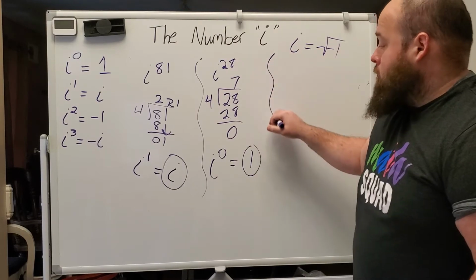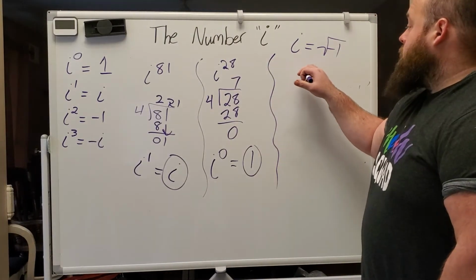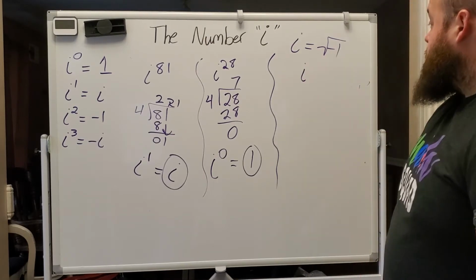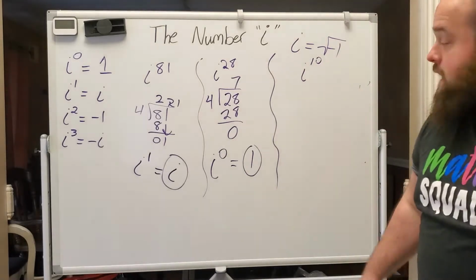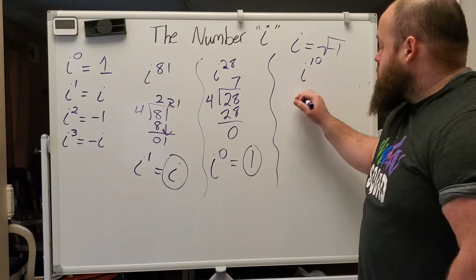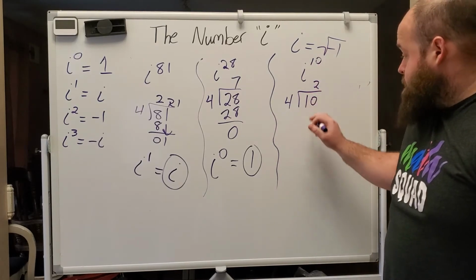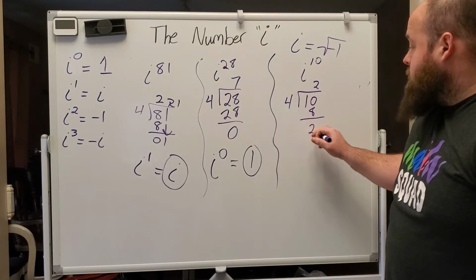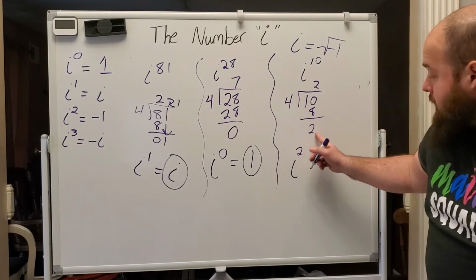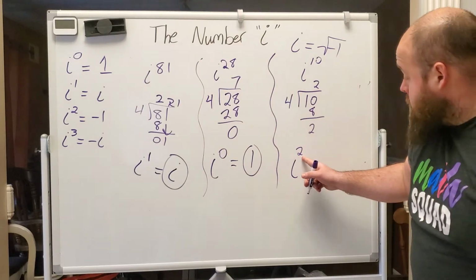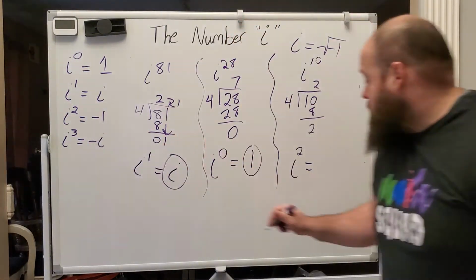All right, let's try one more. Let's go with a low number. Let's go with i to the 10th power. We'll take 10 here and divide by 4. 4 can go into 10 twice, leaving you a remainder of 2. So our remainder will be our new exponent. We go over here, we check i squared, and that will be -1.